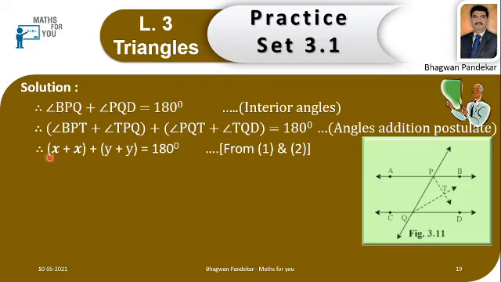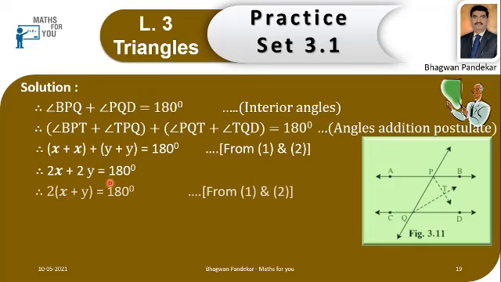Therefore, in bracket x plus x plus in bracket y plus y is equal to 180 degree from equation 1 and 2. Therefore, 2x plus 2y is equal to 180 degree. So, taking 2 common, we can write 2 in bracket x plus y is equal to 180 degree from equation 1 and 2. So, x plus y is equal to 180 degree divided by 2. Simplify it, we get the values. Therefore, x plus y is equal to 90 degree. This is your equation number 3.